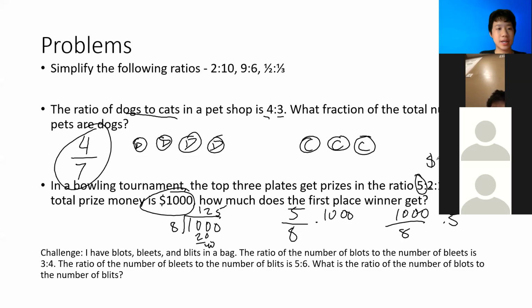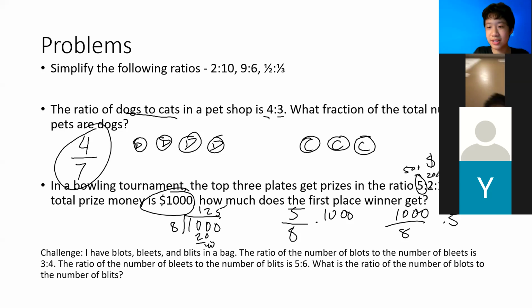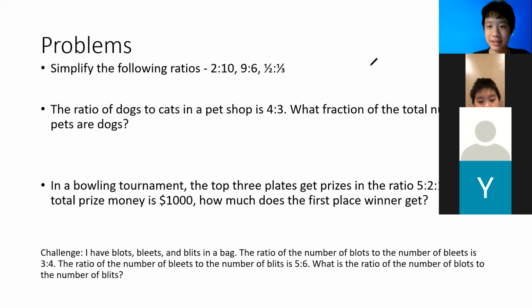$625. Okay. So I know a lot of people looked at this and went 5/2 to 1. Well, it looks like it's going to be 500, right? But if this guy's 500, then the other guy's 200, and the last guy's 100. And these add up to $800, not $1,000. So you got to be pretty careful with these.